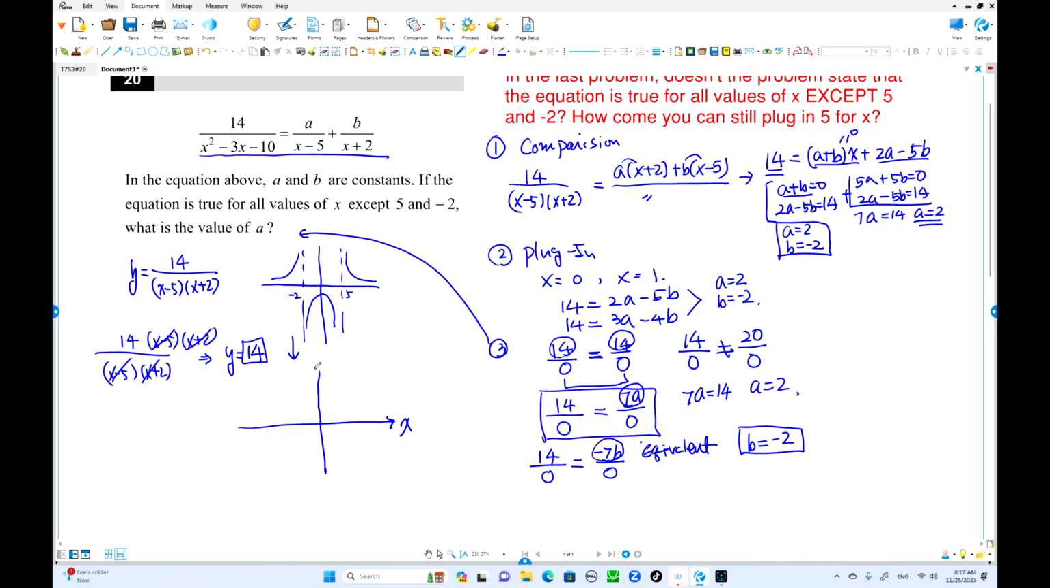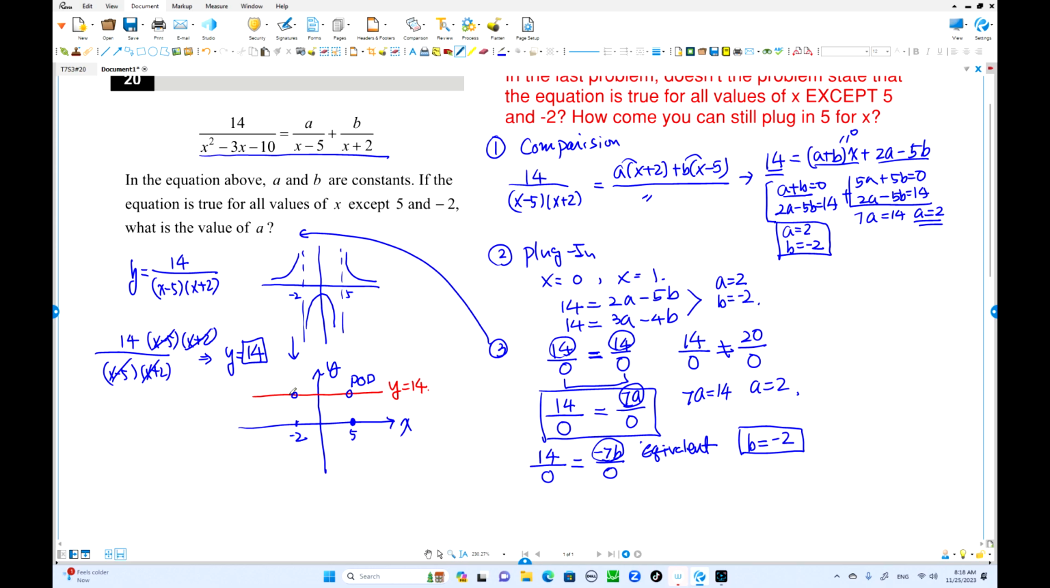The graph will change this way. This is x and this is y. This one looks like a horizontal line, y equals 14. But still, at x equals 5 there's a hole. We call this a POD, P-O-D. When x equals negative 2, there's still a POD over here.